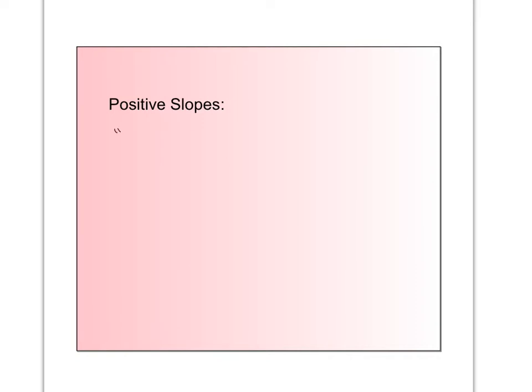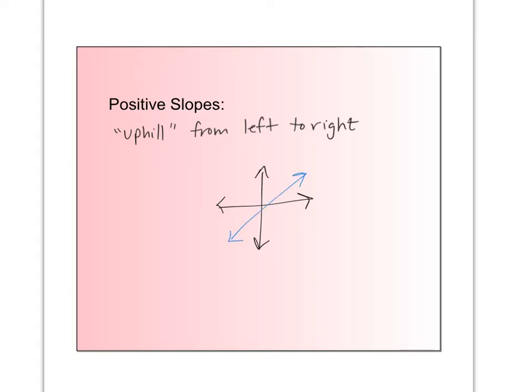Positive slopes are going to go uphill from left to right. So if you had a little picture of a coordinate plane, an example of a line with a positive slope might look like this. Over here on the left, you're down here and you're working your way up the hill as you go to the right.